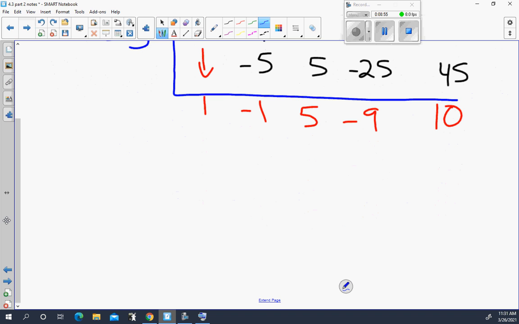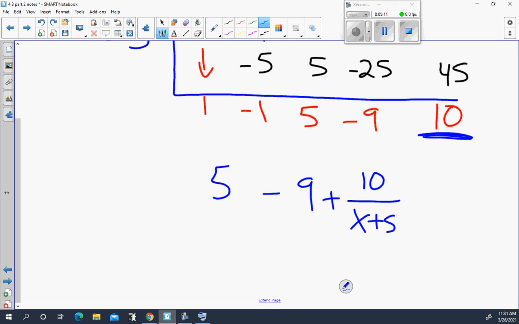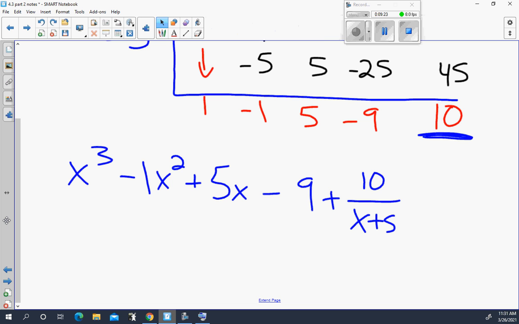All right, remember this is our remainder: 10 over x plus 5. What came after that? It was negative 9. Then it was a positive 5x. And then we had a negative 1x squared. And then we had just a 1x to the 3rd. There it is. What should be your final answer? Let me check here. Make sure I did this right. Yep. Perfect. Okay, that is it. That is synthetic division.